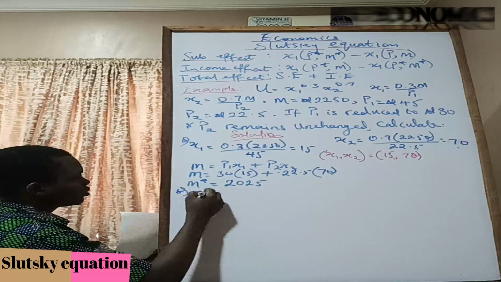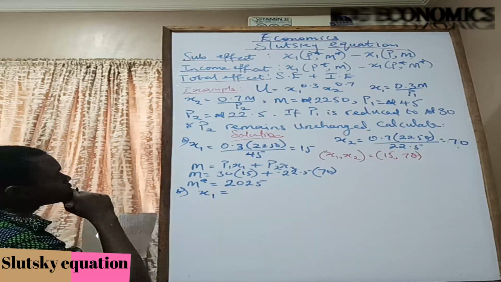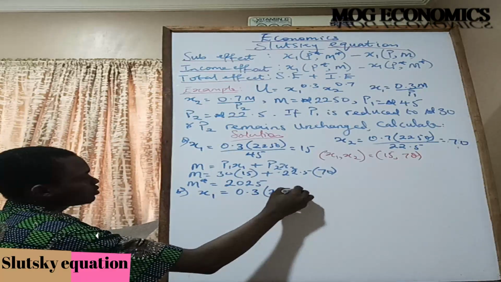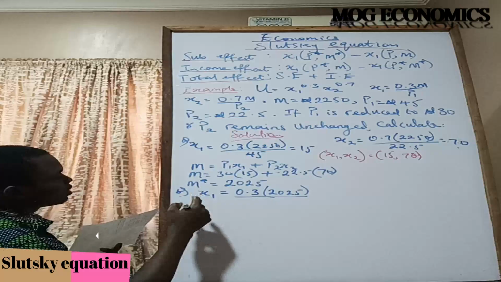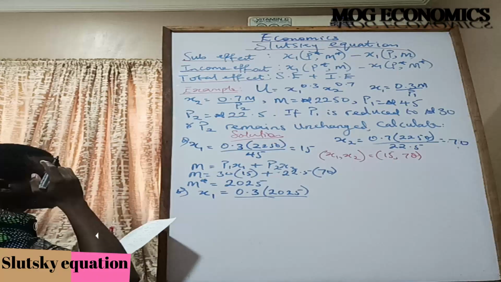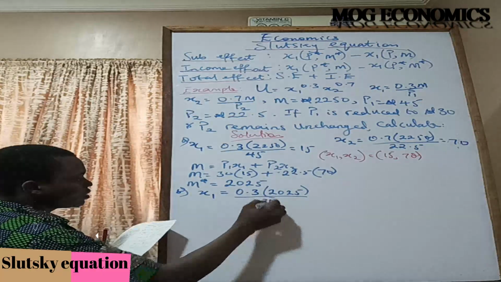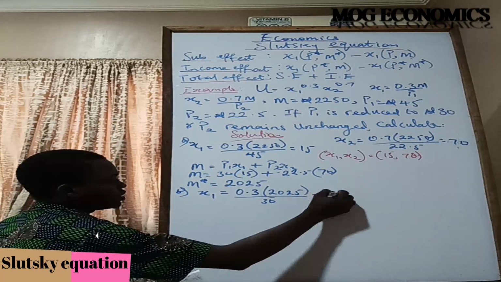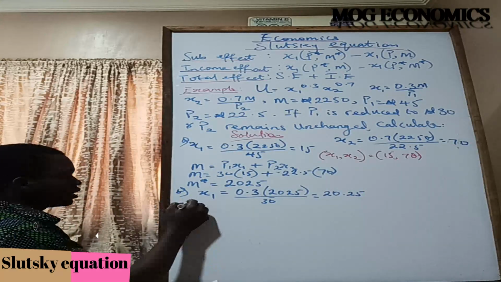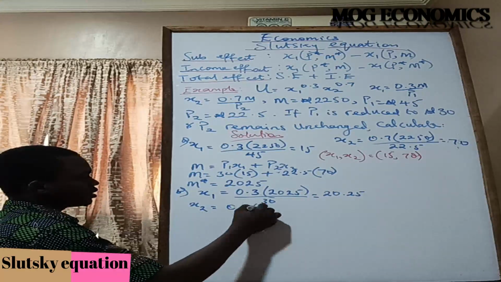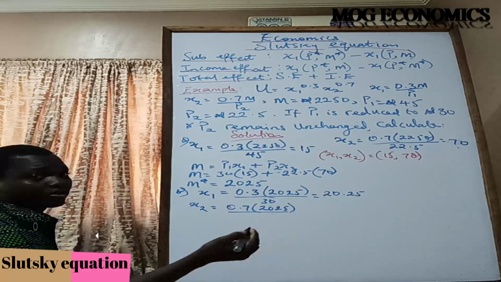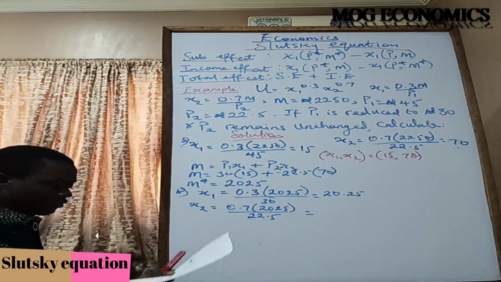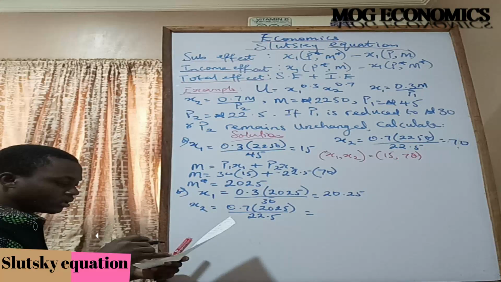So x1 at the new income equals still the same formula, 0.3, but then you use the new income now, 2025, divided by the new price, which is 30. When you multiply this out, that's going to give us 20.25. Now I'm going to do x2 as well. X2 is 0.7 times 2025, divided by its own price, which was constant at 22.5. So the new demand for good x2 is 63.